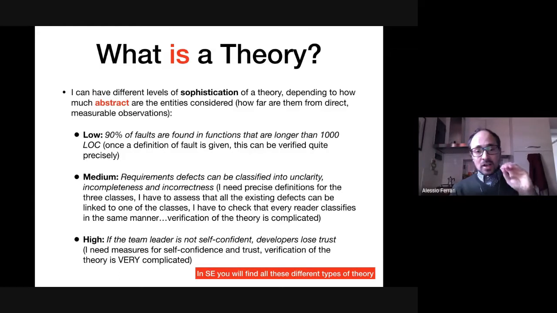So we have a low level of sophistication. For example, this is a theory: 90% of faults are found in functions that are longer than 1,000 lines of code. Here you see that this is a theory because it's a pattern, some form of regularity in the world. You can say that 90% of faults happen, for example, in the context of a company, or in the context of all the C functions. Here the context comes again, but still it is a regularity, a pattern that I want to frame with this theory.